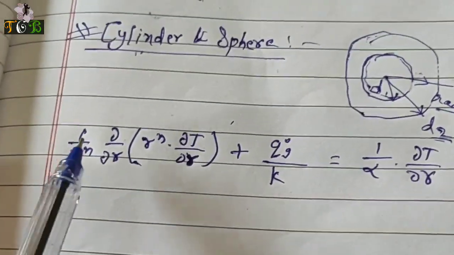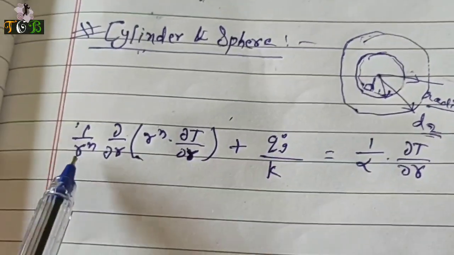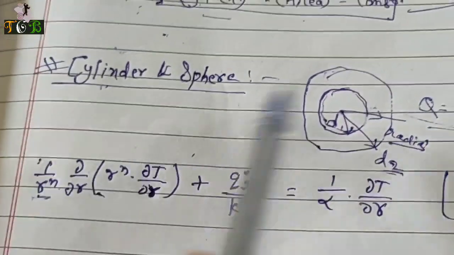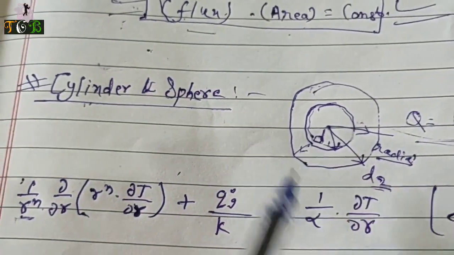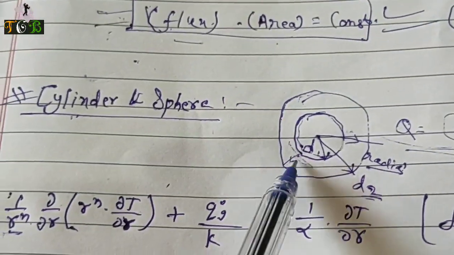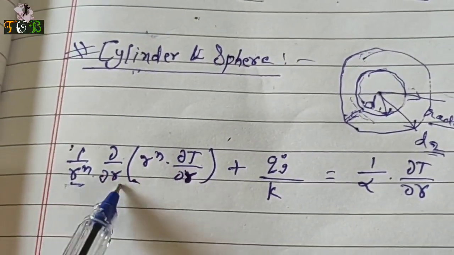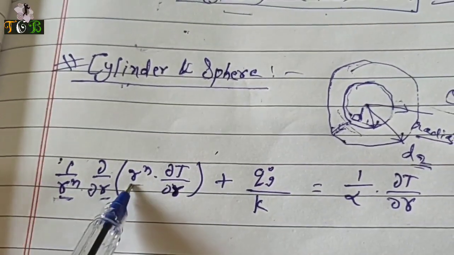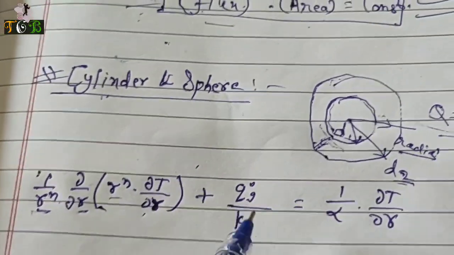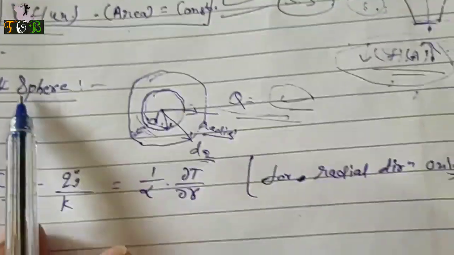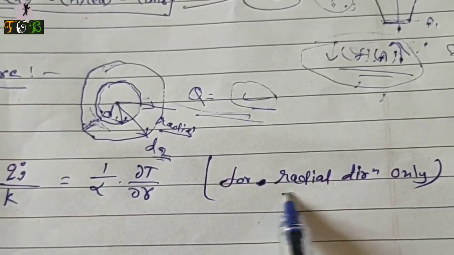Okay, so this is the formula: 1 divided by r raised to power n, where r is the radius. At any r you can find this out, and with the differentiation with respect to r also, r raised to power n dT by dr, and again the same things. And this is for the radial direction only.